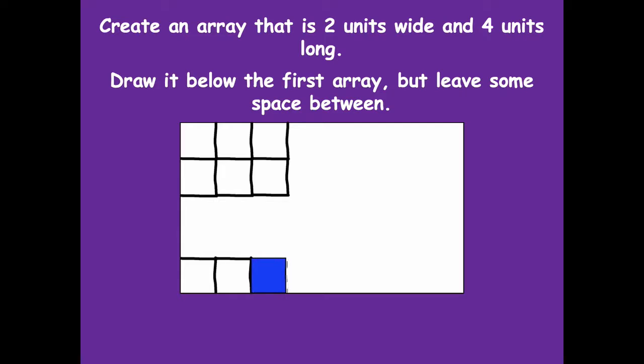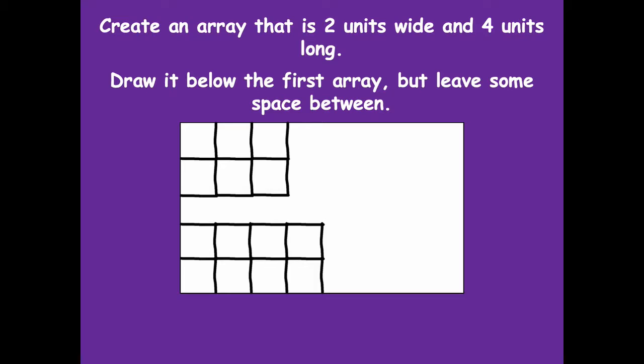Okay, notice how I'm going across, drawing the sides. And then I have to go to 4. But then I'm going to come on the top because it's going to be 2 units wide. Keep going. So remember, they have to be the same number in each row to be an array and to be equal. All right, so here's my new array. Does yours look like that?